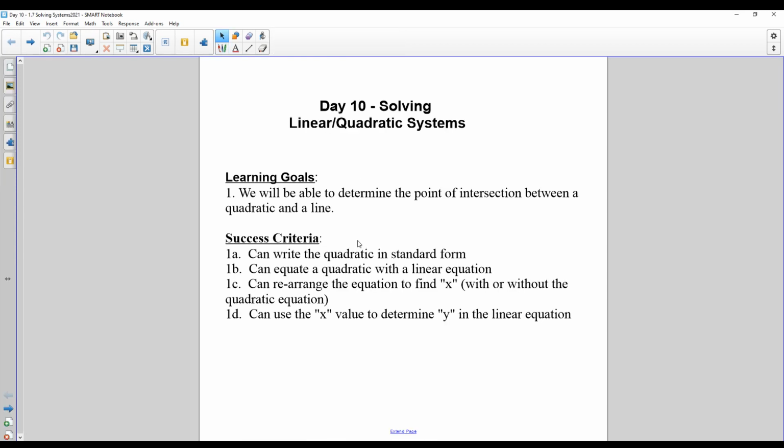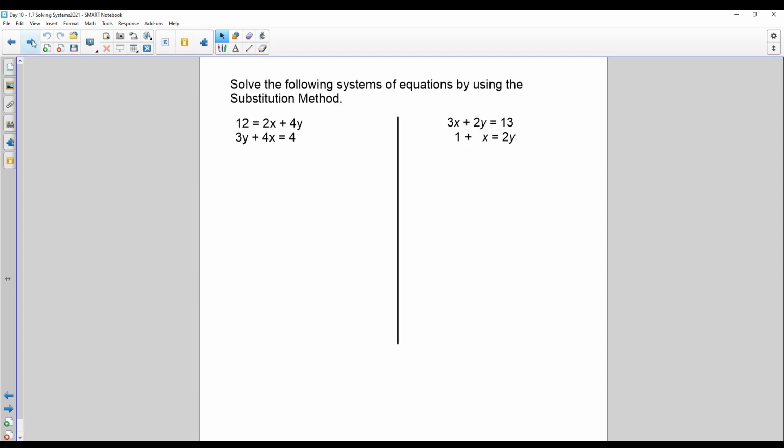We're going to be talking about the point of intersection between a quadratic and a line. It's the last thing on this list, and that's the learning goal. And the first thing we're going to do is a bit of review.